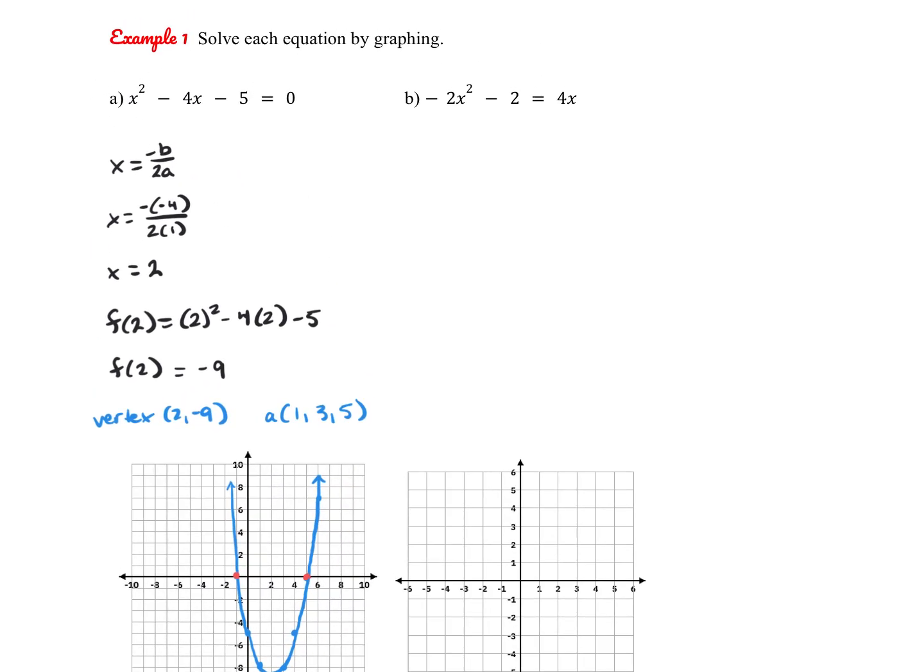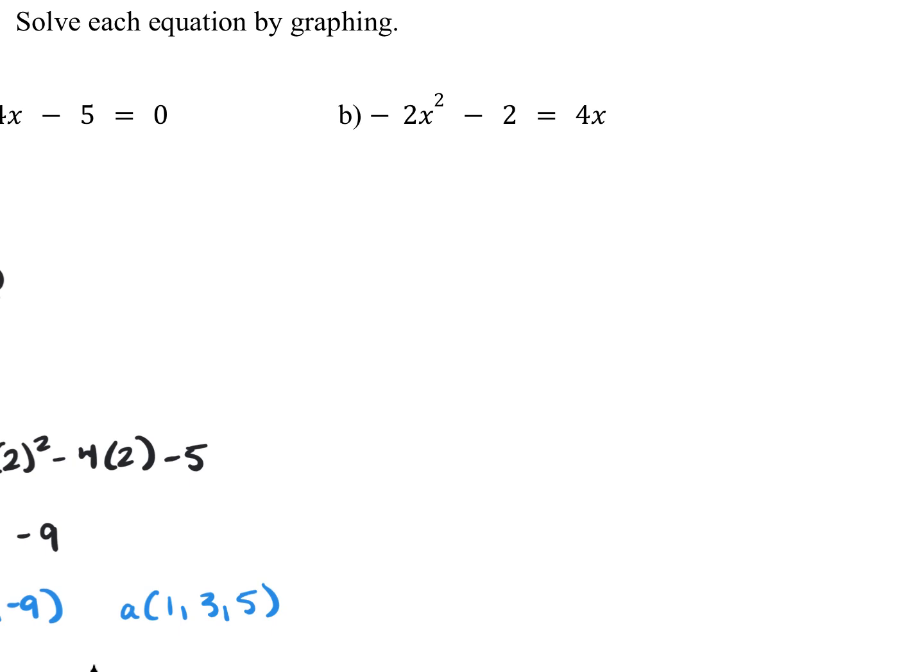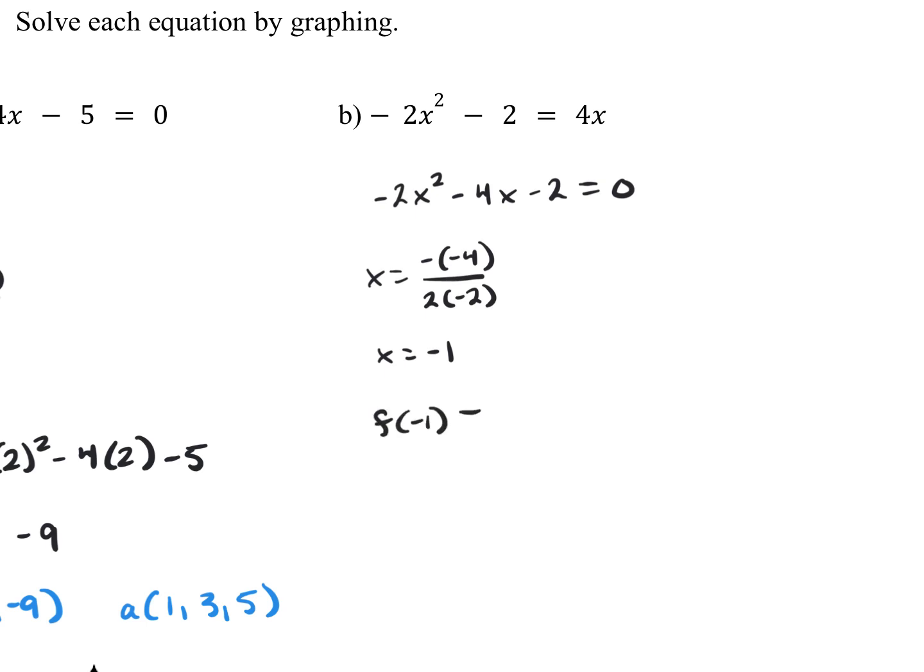Okay, let's look at our next equation. So for this one, let's start by setting our equation equal to 0. And let's find our vertex again. So we have negative 4 over 2 times negative 2. So that gives us an x value of -1. So let's find that y value.